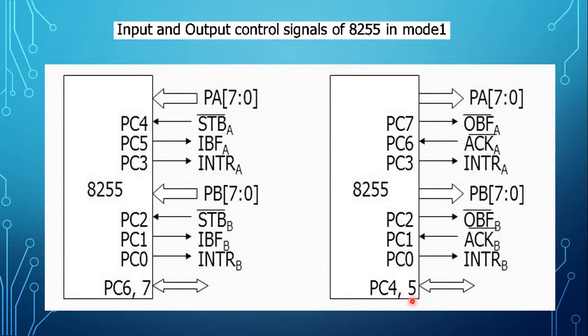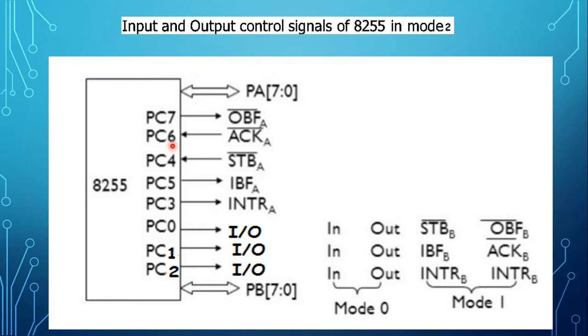Port A and port B can be individually used as input or output in mode 1 for a wide variety of strobed I/O applications. It is possible to use port A in mode 1 and port B in mode 0 or vice versa. So this is about the mode 1 configuration.